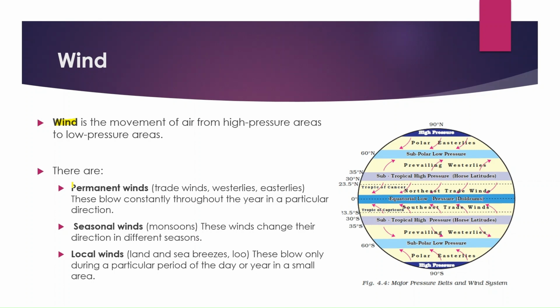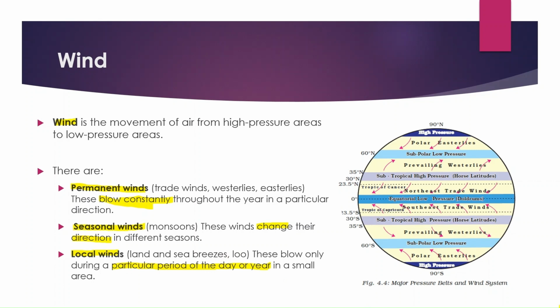And there are three types of wind: permanent winds, seasonal winds, and local winds. Permanent winds blow constantly throughout the year in a particular direction, like trade winds, westerlies, easterlies. Seasonal winds, as the name suggests, change their direction in different seasons. Example, monsoons. Next is local winds. Local winds blow only during a particular period of the day or year in a small area, like land breeze and sea breeze, even loo. All these are examples of the local winds.